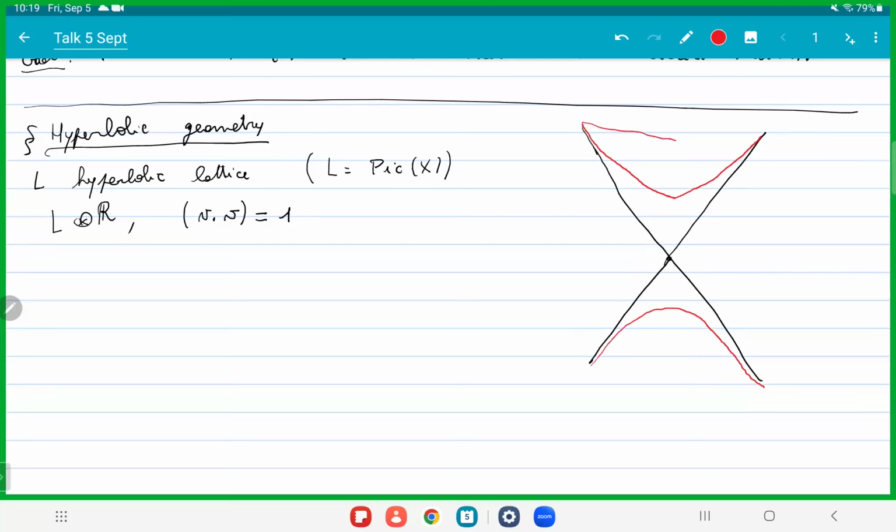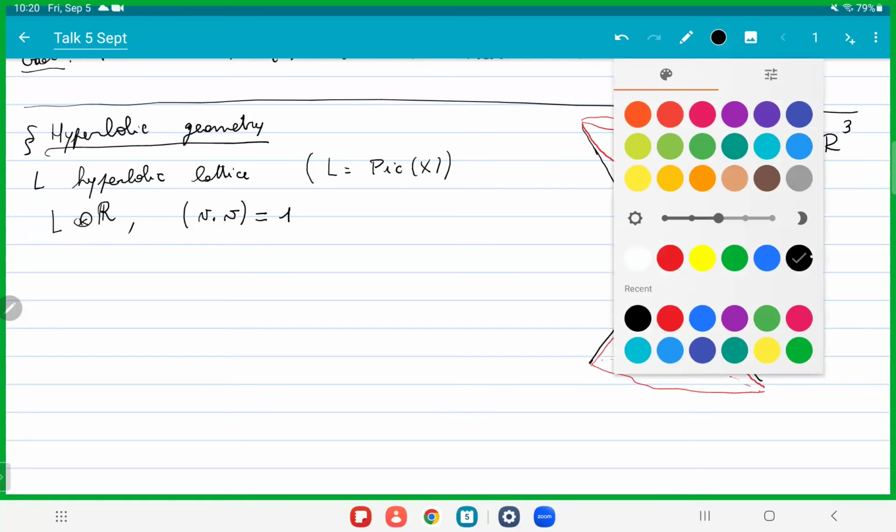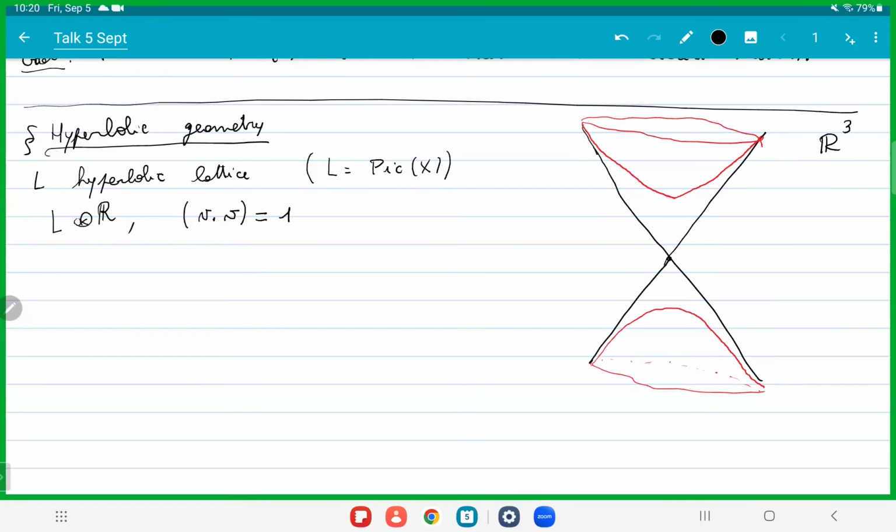Of course, these are cones. And here we are in R^3. And again, if a vector v has norm 1, also minus v has norm 1. So there are two sheets of this hyperboloid. Let's choose one. Let's choose this one above, and we call this H_L. This is called hyperbolic space. And this is a very nice space.